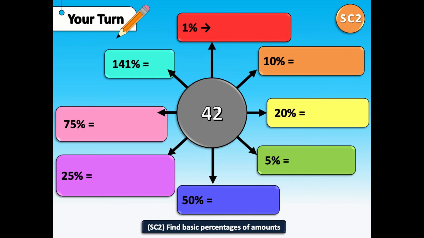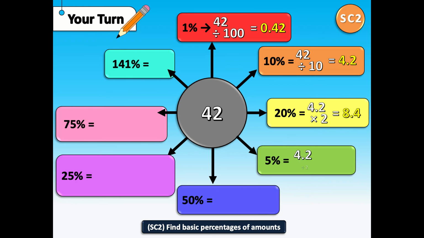Here are your answers. So 1% of 42 is 0.42. 10% of 42 is 4.2. 20% of 42 is 8.4. 5% of 42 is 2.1. 50% of 42 is 21.